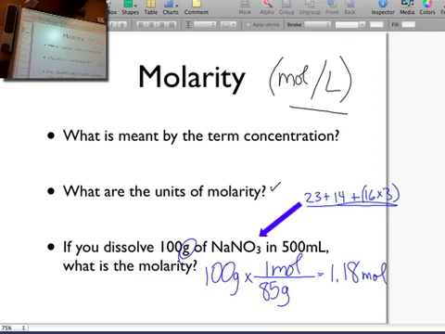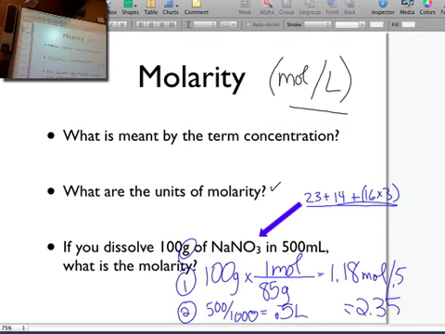So if that's how many moles we have, and you said it's moles per liter, what do I have to do now? If we consider this step 1, what's step 2? Put it over liters. But I have milliliters. Put it over 1,000. 0.5 liters. Okay, so now how do we get moles per liter? You're going to take 1.18 and divide it by 0.5. I'll just do that right here. So then our answer is, by my calculator, our molarity is 2.35 moles per liter.